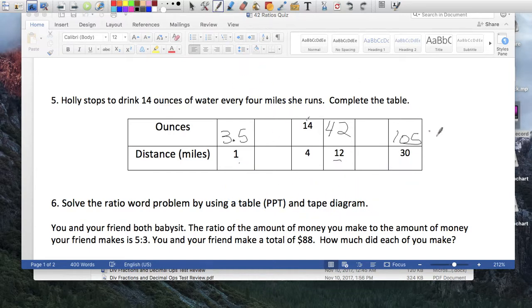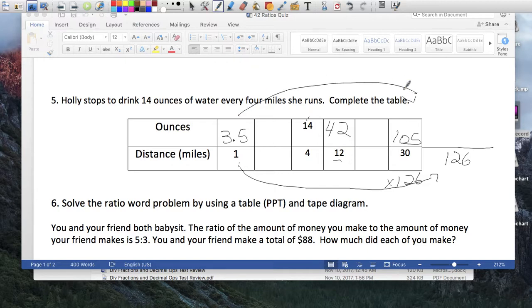So I could have given you, look, if I gave you a number over here, I don't know, let's say she ran 126 miles. How many ounces of water did she drink? Well, is there a relationship from 1 to 126? Yes, there is, times 126. So on top, it would have been 3.5 times 126. And that's going to give us 441.